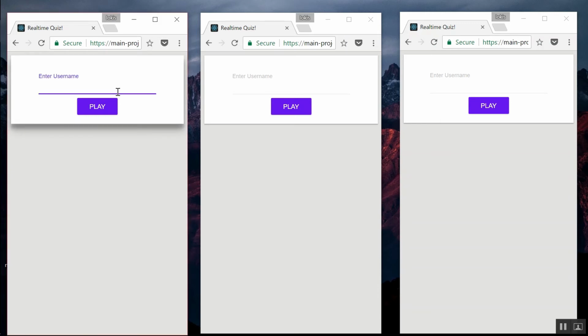So this is the initial screen of the project, wherein we let a user enter his username so that we can recognize him throughout the game. So now let's enter a username and hit the play button.